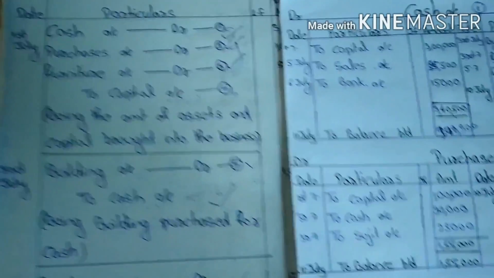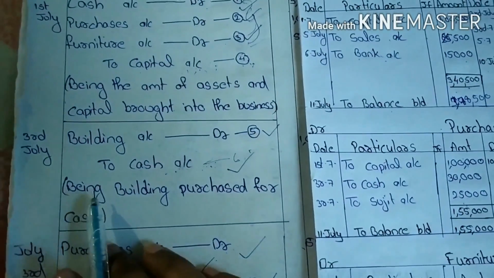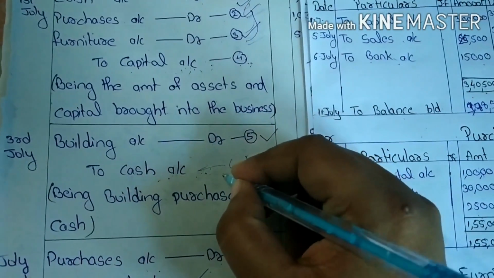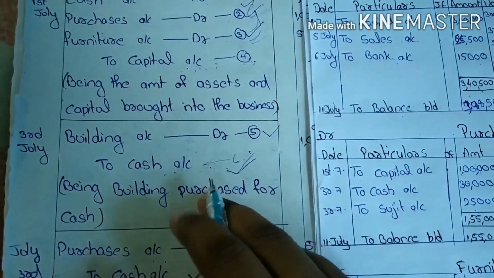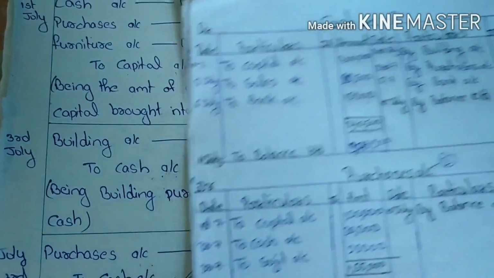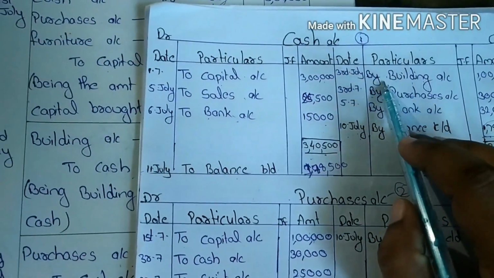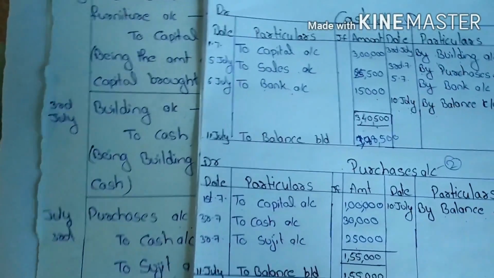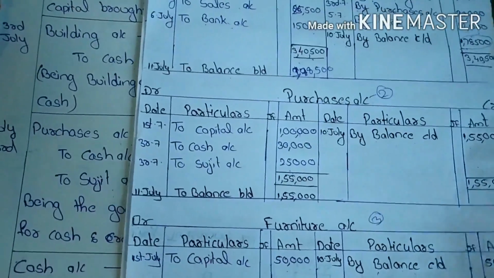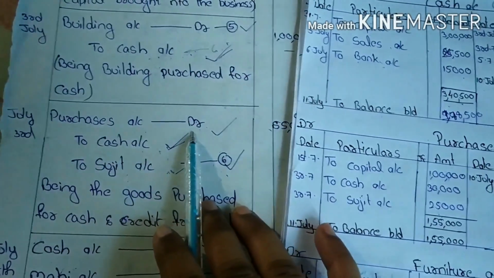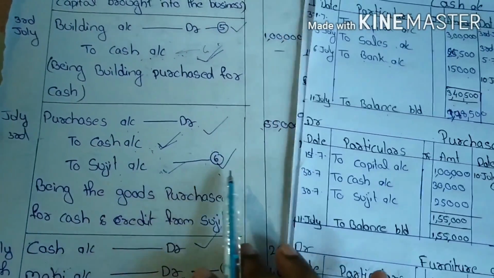Next, go to the second entry. On 3rd July, billings account debit to cash. Here there is a cash transaction, so the cash account should be on the credit side. On the credit side, we have to mention by billings account 1 lakh, because here the cash account is on the credit side. Next, purchase account debit to cash and to Sujit account.